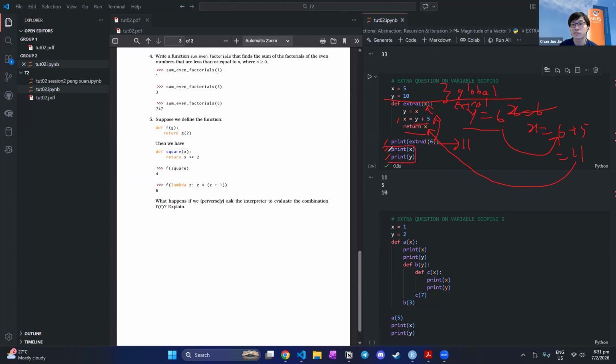Over here, when we run print x and print y, we are looking at the global scope. So these values of y will be passed in. That's why you get 5 and 10 for x and y. So running the function does not change the value of x and y in the global scope unless you very specifically use the global keyword.